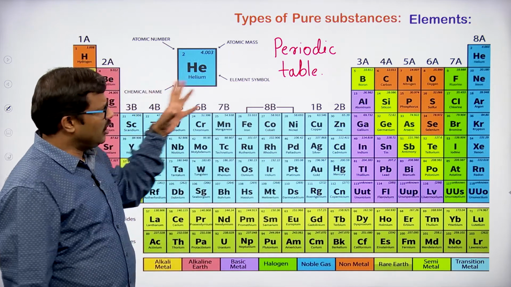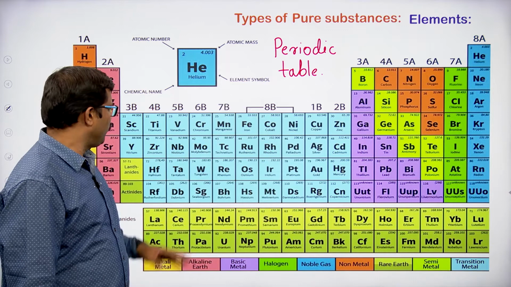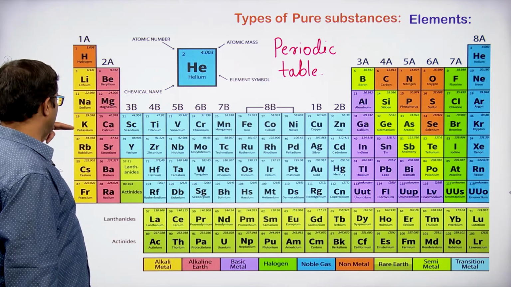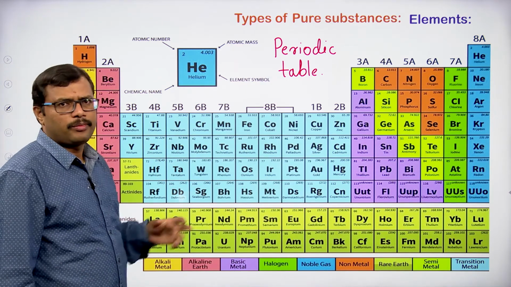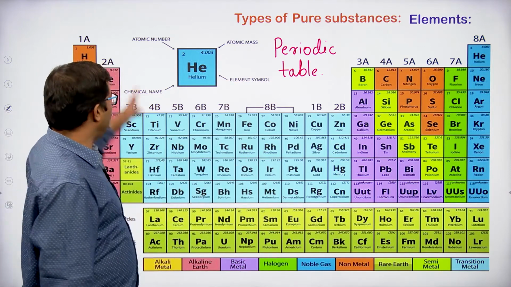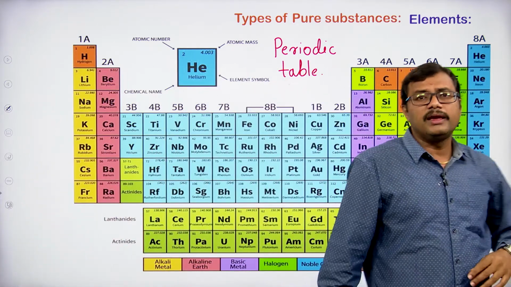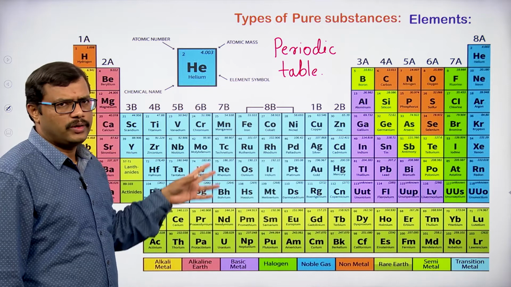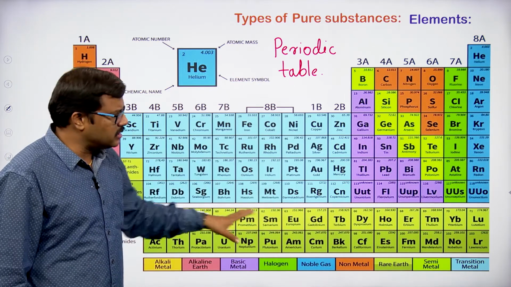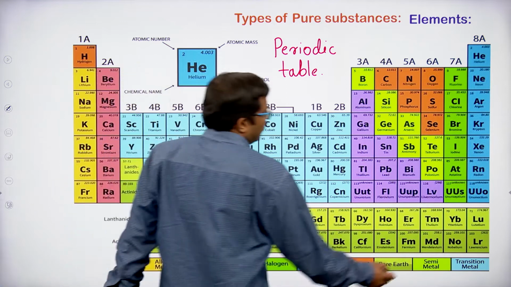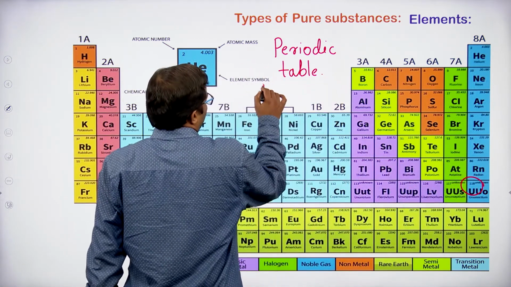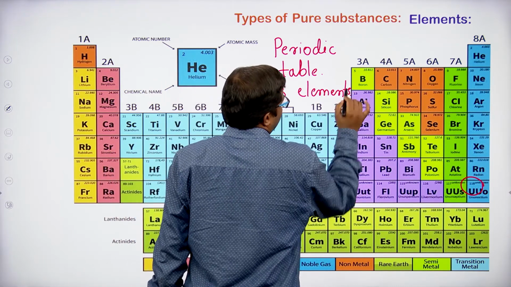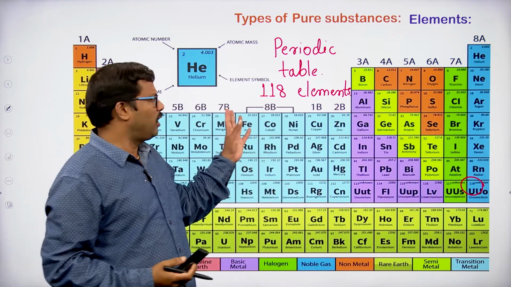Okay. And if you observe the total periodic table, you can clearly see 1, 2, 3, 4, 5, 6, 7 periods, and around 18 groups. So, 7 periods and 18 groups are seen in the periodic table. And if you observe the total elements present in the periodic table, you can clearly see that we have around 118 elements. How many elements do we have? We have 118 elements today.